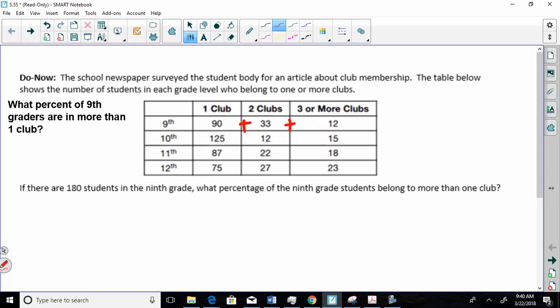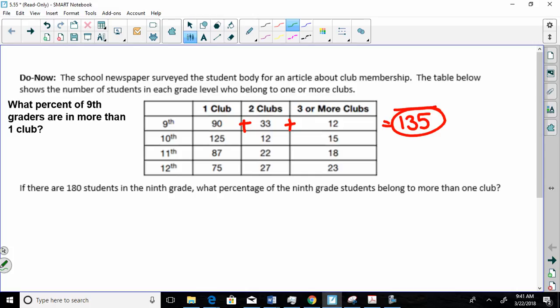135. Jonathan, 135, right? So I know, remember, it's part out of a whole. I know my total is going to be 135. Then, Gabby, how do I know who's in more than one club out of those ninth graders? I'm doing this question first, then I'm doing that question. And so it will make sense in a second.